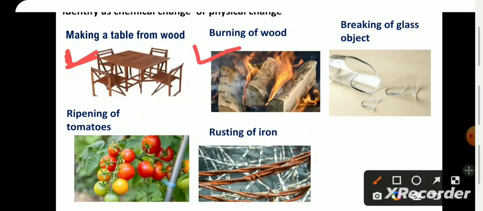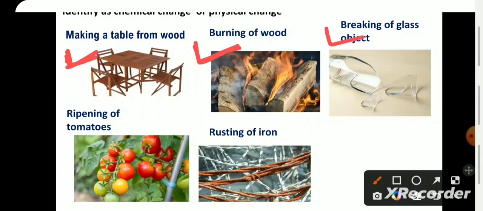Second, burning of wood. Tell me, is it a chemical change or a physical change? Exactly, it is a chemical change, because after burning the wood we get ash, and that ash cannot be converted into wood again. So it is a chemical change.